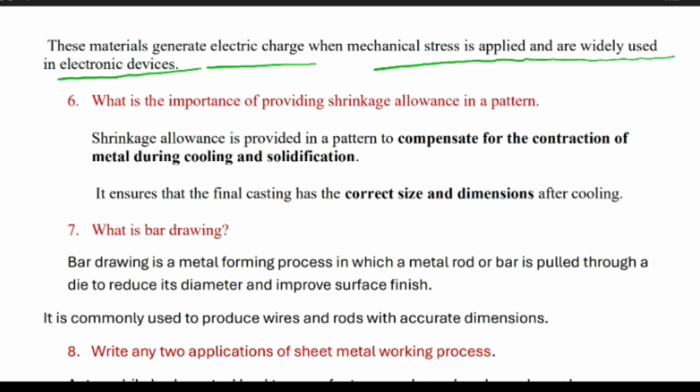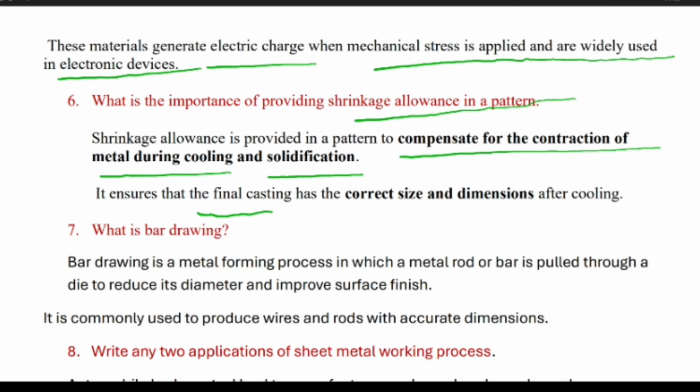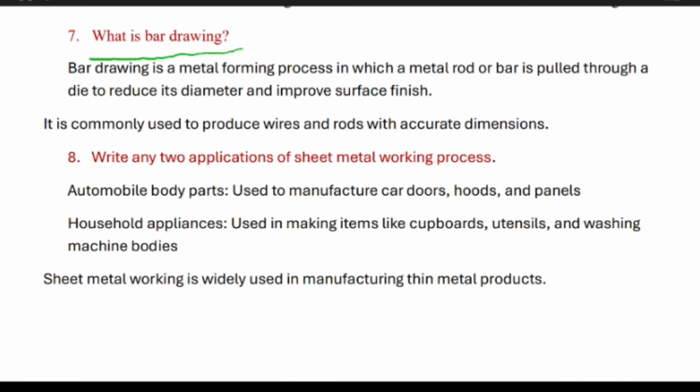Next, what is the importance of providing shrinkage allowance in the pattern? So why do we provide shrinkage allowance in the patterns? To compensate for the contraction of metal during cooling and solidification. Finally, in the casting, we have to get the correct size and dimension after cooling. Once solidification and cooling have happened, we have to check the final correct size and dimension of the material.